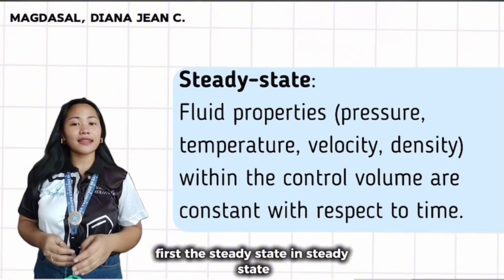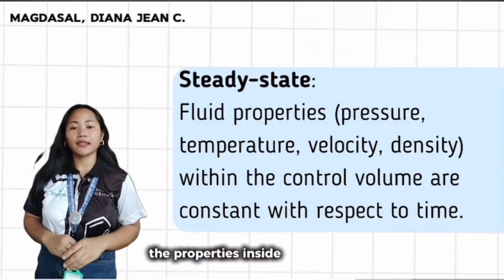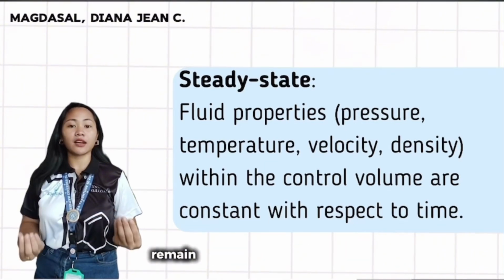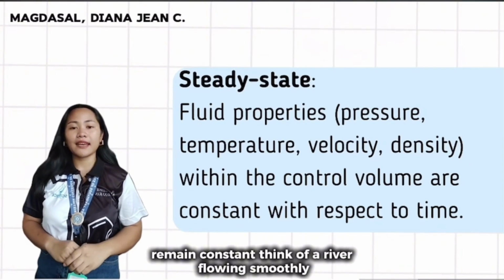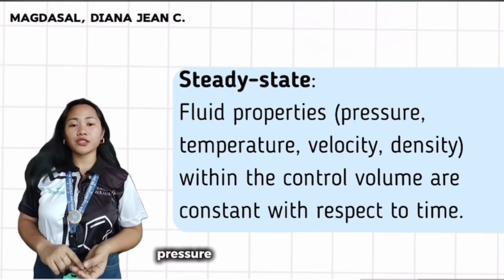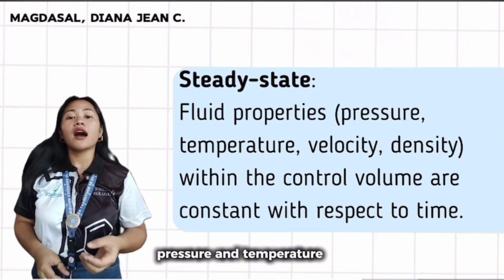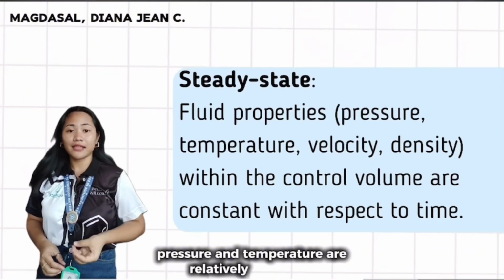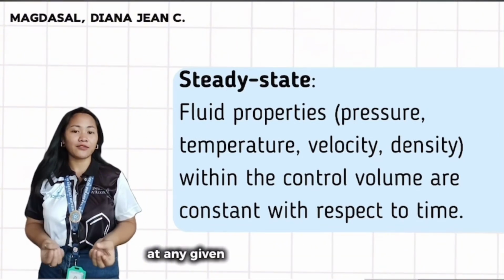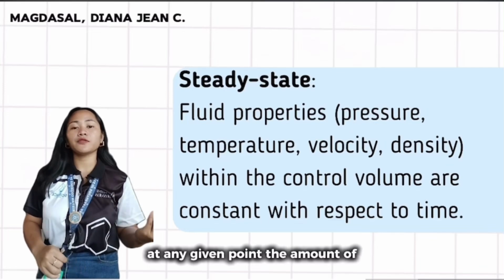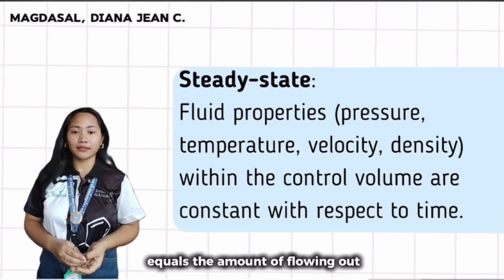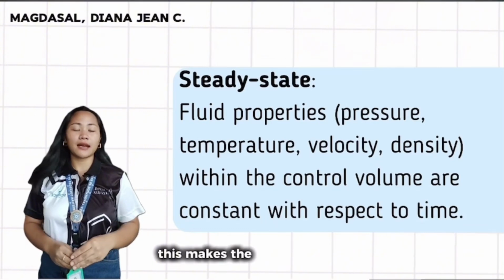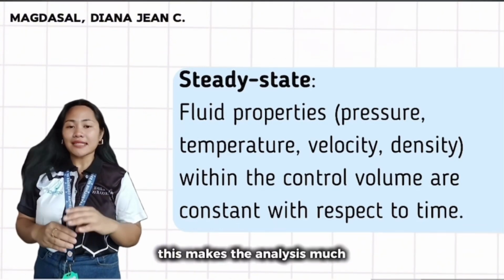In steady state, the properties inside our control volume remain constant. Think of a river flowing smoothly. The flow rate, pressure, and temperature are relatively consistent at any given point. The amount flowing in equals the amount flowing out. This makes the analysis much simpler.